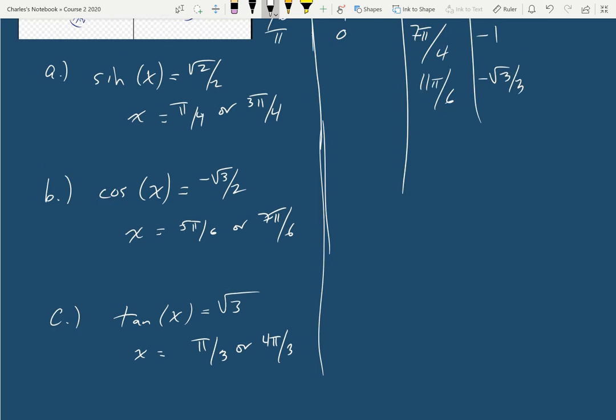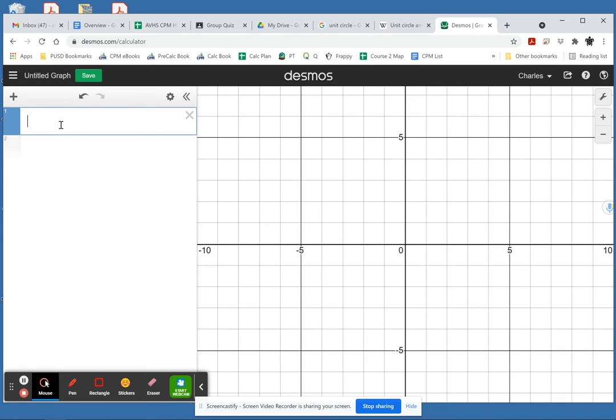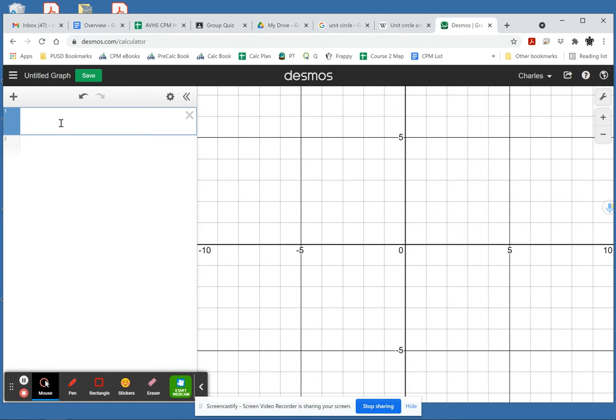And so what does this look like when we think of a graph? All right, well, if I graph y is equal to sine of x, then I get a wave. If I juxtapose those variables, if I do x is equal to sine of y, what am I doing now? I'm kind of doing the inverse function.